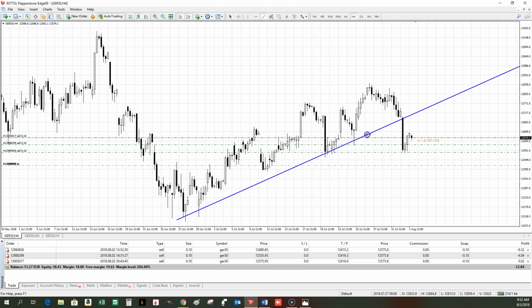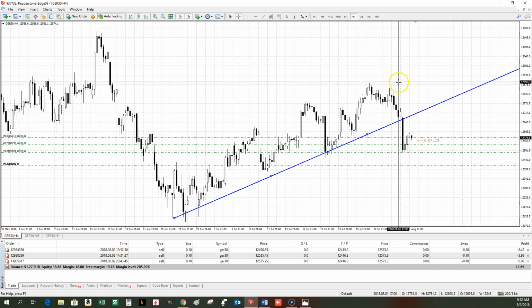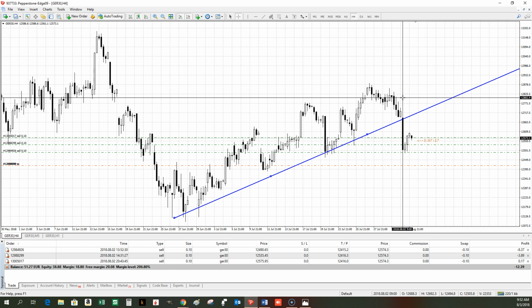Here it is. As you can see, we actually broke the up trend line. We broke it yesterday. Actually, I don't know if it was yesterday, yes, it was broken yesterday in the morning at 9 o'clock in the morning.